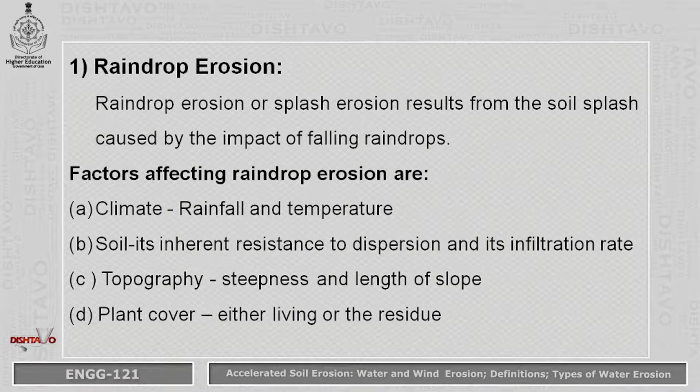There are many factors affecting this raindrop erosion. Basically, these four factors are given here. First is the climate, meaning the climatic factors like rainfall and temperature. Next is the soil parameters, meaning the soil properties like dispersion of the soil, infiltration rate of the soil, likewise. Next is the topography of the ground, just like the slope of that particular land, whether hilly or plain terrain. Next is the plant cover, whether there are living plant bodies there or some residues.